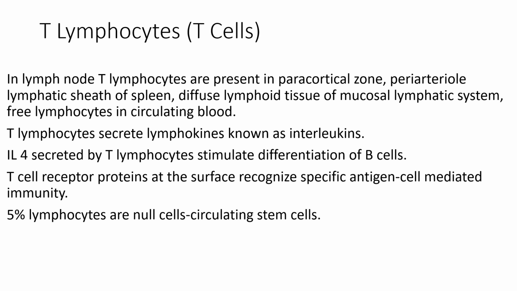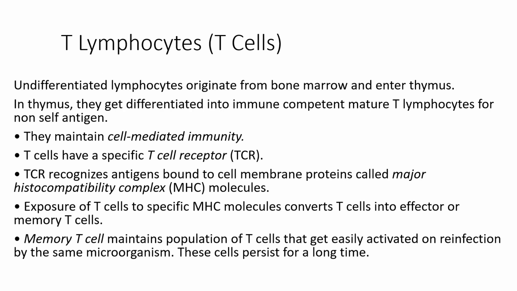Interleukin 4 secreted by T lymphocytes helps to differentiate B cells, and the T cell receptor proteins at the surface recognize antigen, giving cell mediated immunity. Undifferentiated lymphocytes originate from bone marrow and then enter the thymus. In the thymus, these undifferentiated lymphocytes differentiate into immunocompetent mature T lymphocytes, and they maintain the cell mediated immunity.